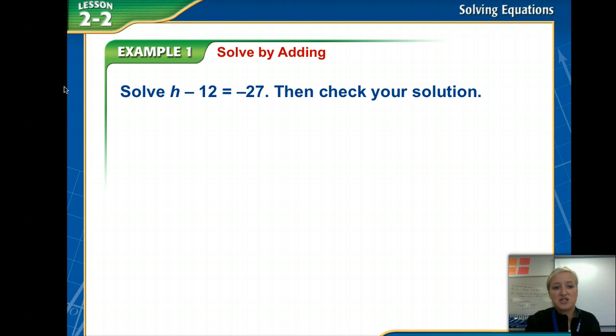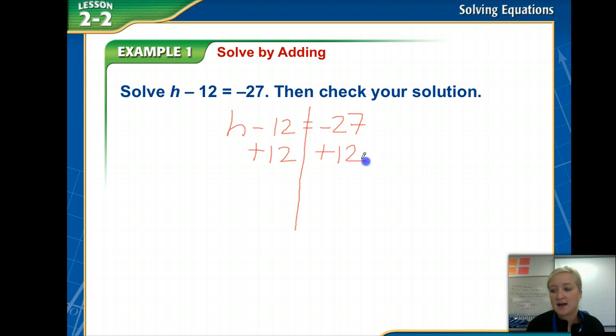I have h minus 12 equals a negative 27. So write the problem, h minus 12 equals a negative 27. Now what I always do on every problem is I always draw a line down my equal sign. This tells me that whatever I do to this side, I have to do to the other. And solving equations is kind of like undoing the equation to solve for the given variable. Notice here I have a minus 12. In order to undo it, I'm going to add 12. And if I do it to the left side, I have to do it to the right side.